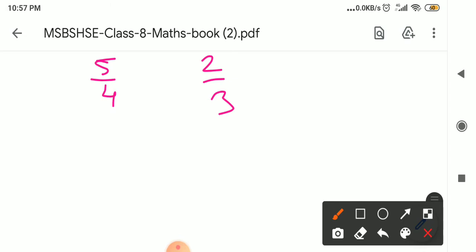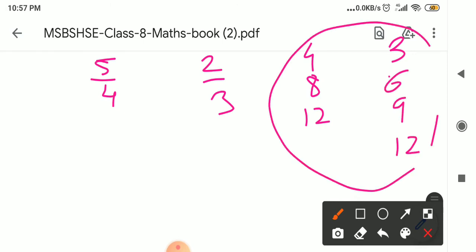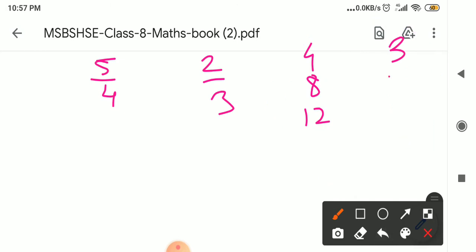So how to make the denominator the same? In the tables of 4 and 3, which is the first common number? 4 ones are 4, 4 twos are 8, 4 threes are 12. And 3 ones are 3, 3 twos are 6, 3 threes are 9, 3 fours are 12. That we are writing for our reference. It's not necessary to write in your answer. You have to say these tables in your mind, and for that I told you before, you have to learn all the tables. So in the tables of 4 and 3, the first common number is 12, and we have to convert the denominators of the fractions into 12.